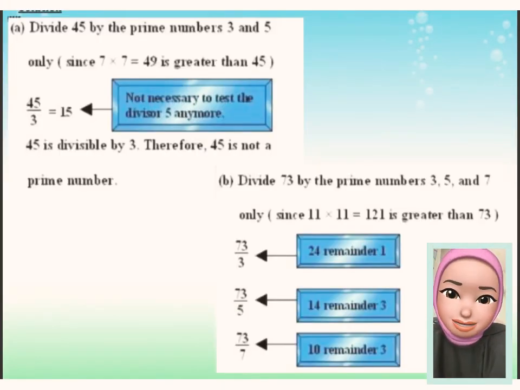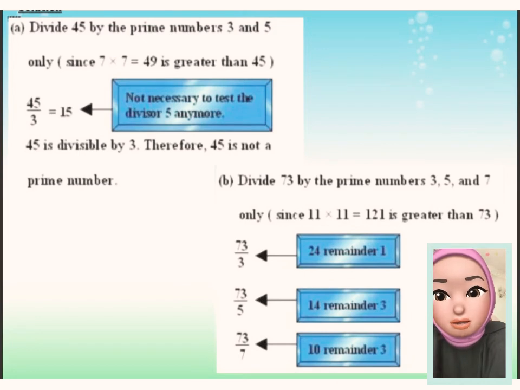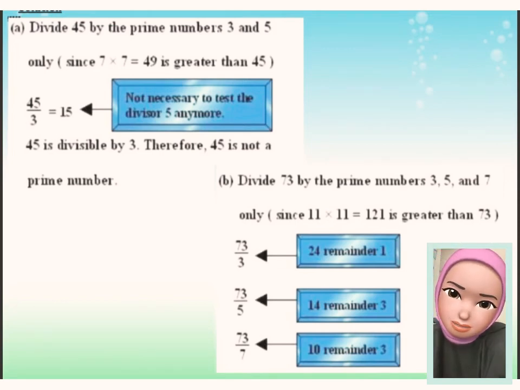As you can see in the solution, we divide 45 by the prime numbers, which are 3 and 5. So when 45 is divided by 3, it becomes 15. It is not necessary to test the divisor 5 anymore, because you can see 45 is divisible by 3. Therefore, 45 is not a prime number.